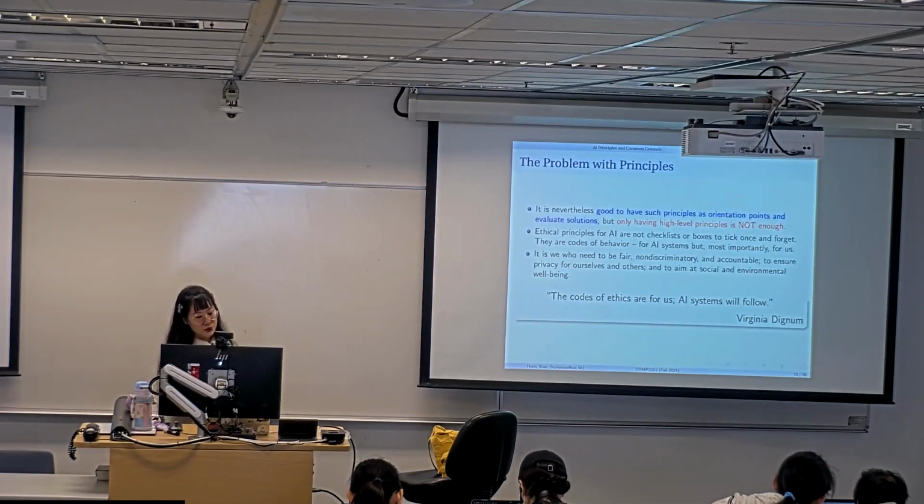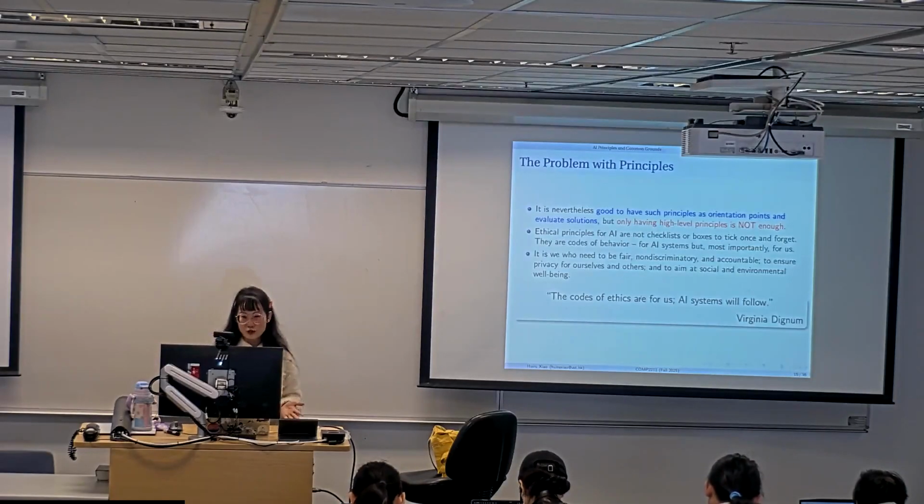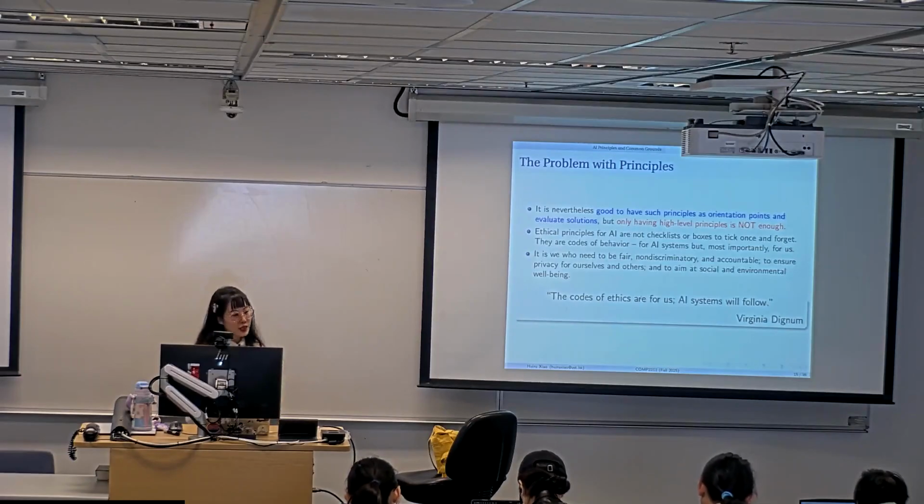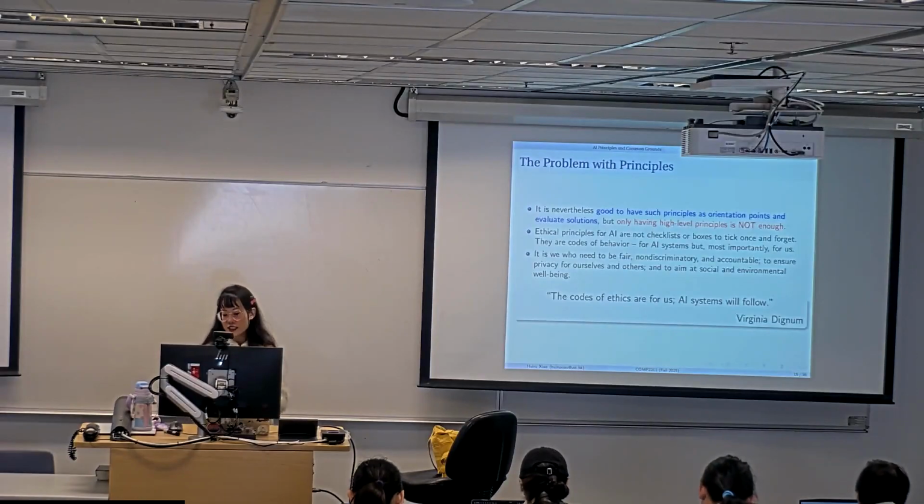The ethical principles for AI are not checklists or boxes to tick once and then forget. They are codes of behavior for AI systems, but most importantly for us, for humans. So it is we humans who need to be fair, non-discriminatory, and accountable, to ensure privacy for ourselves and others, and also to aim at social and environmental well-being. So actually the codes of ethics are for us. Then the AI system will follow, because it's we humans who input our values and our principles into the AI models that we build.